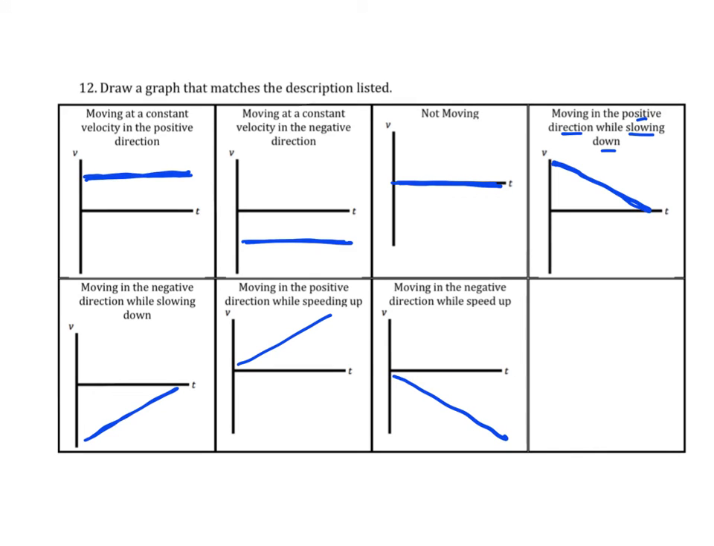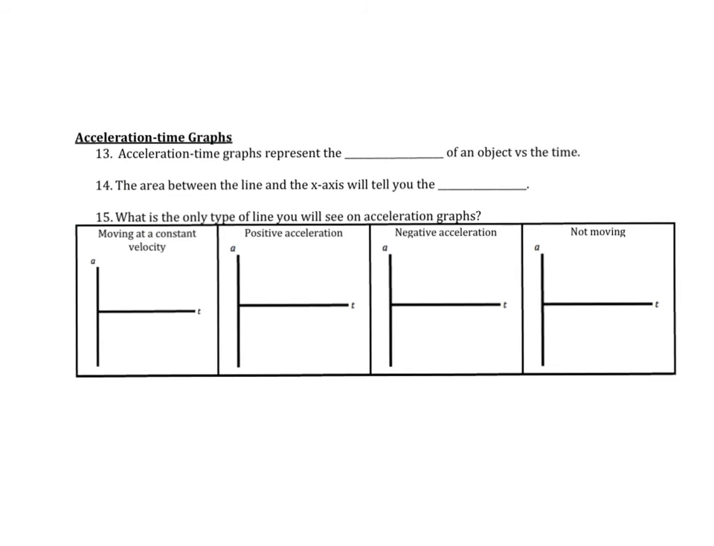All right, let's move on to the last bit, acceleration graphs. And to me, these are honestly the easiest ones out of the three. Acceleration graphs represent, of course, the acceleration of the object. The area between the line and the x-axis is going to tell you the velocity. The only type of line you'll see on acceleration graphs are horizontal lines. We don't have curves, we don't have diagonals.